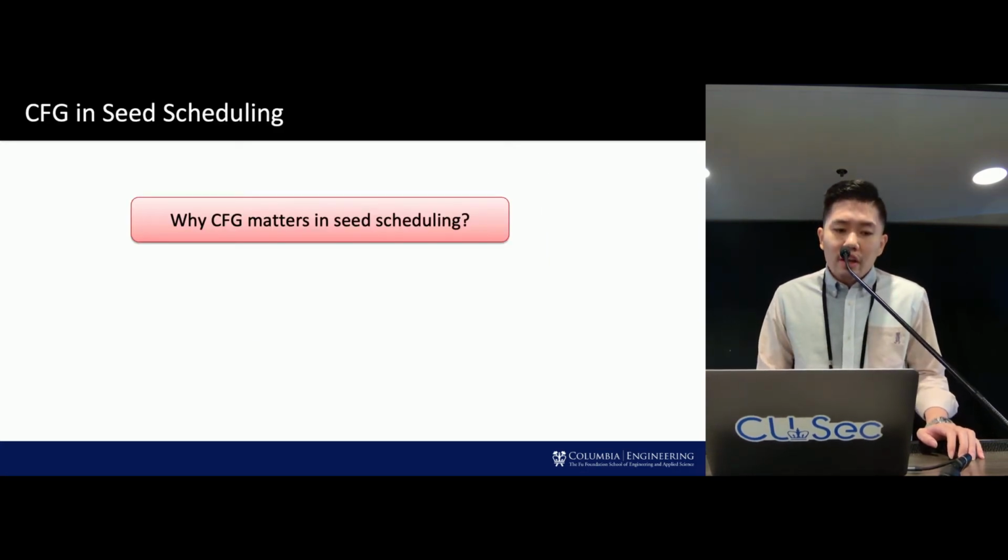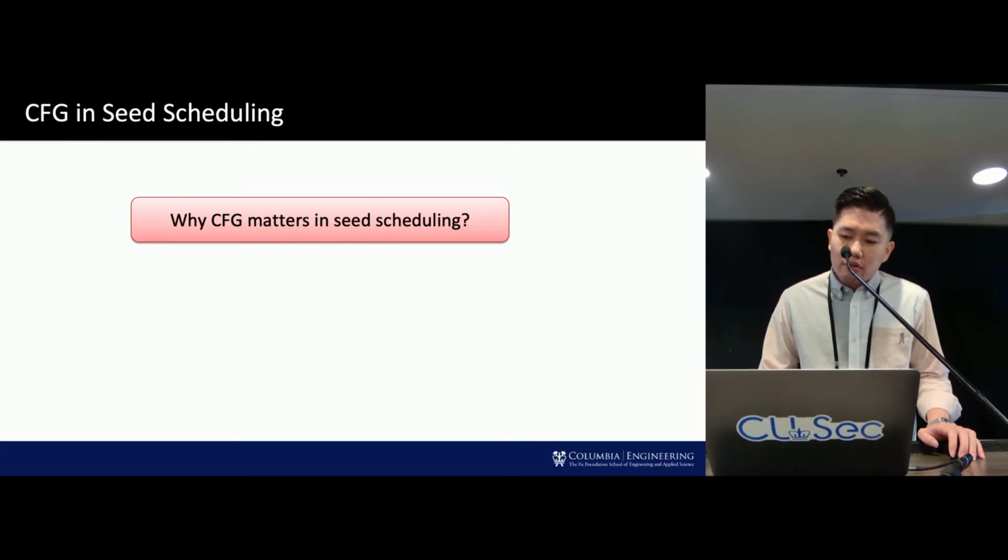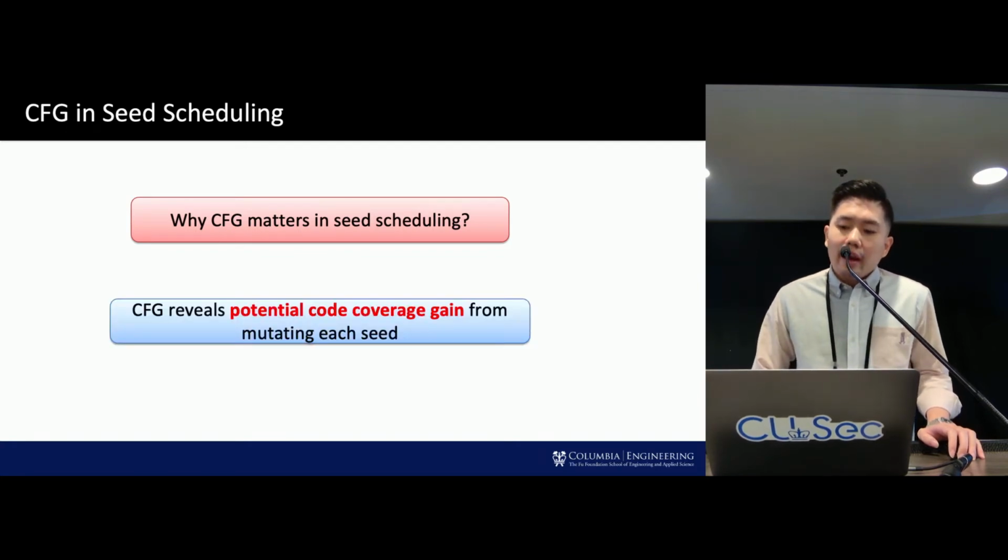Control flow graph in seed scheduling. So why does the CFG matter in seed scheduling? The answer is the CFG can reveal potential code coverage gain from mutating each seed.